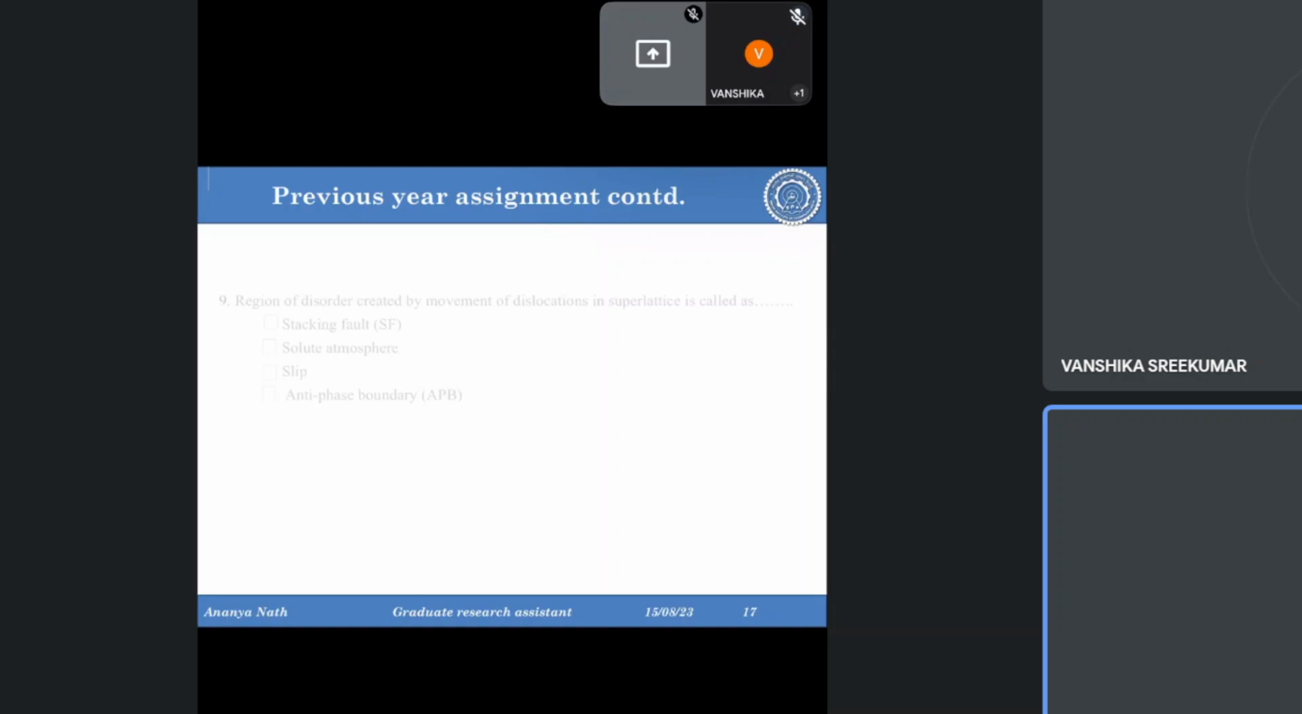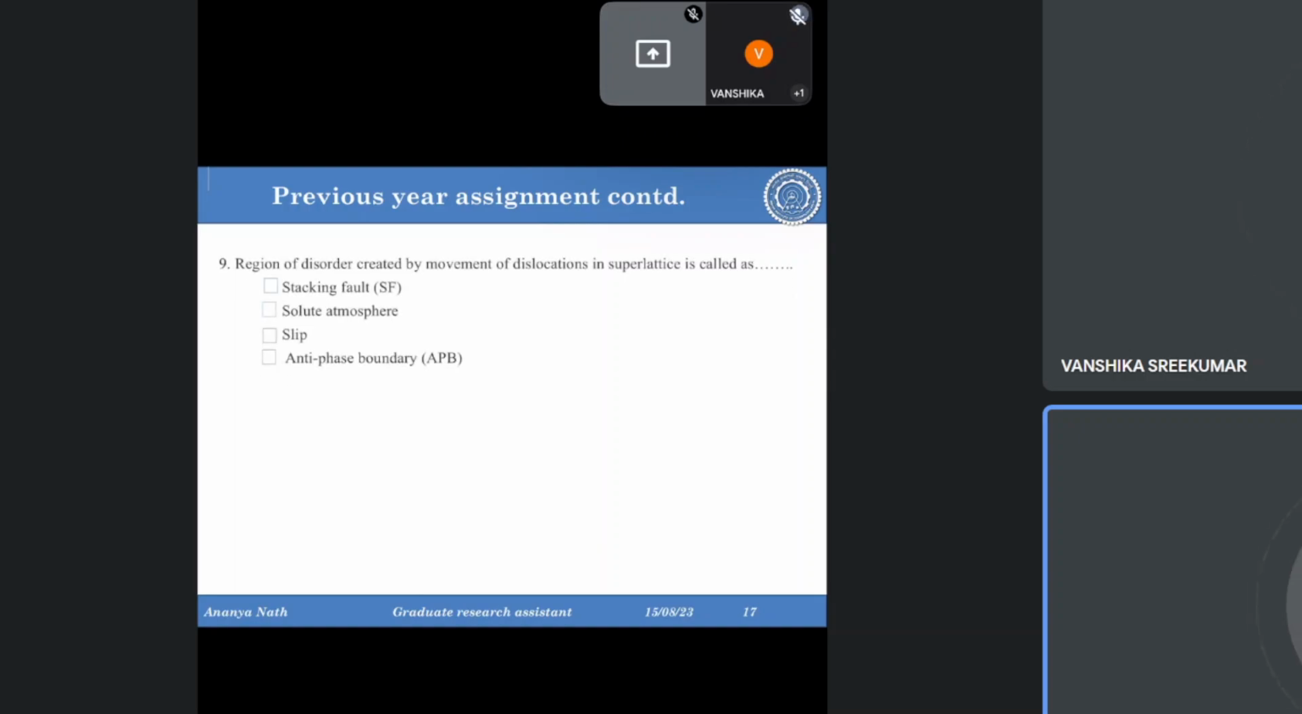Next: the region of disorder created by movement of dislocations in a superlattice is called antiphase boundary.